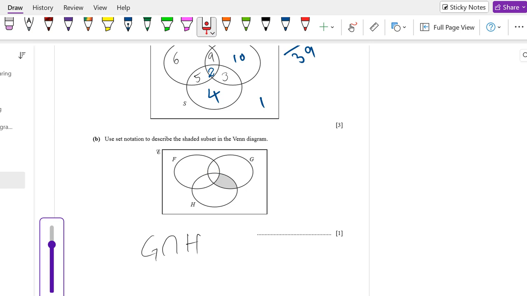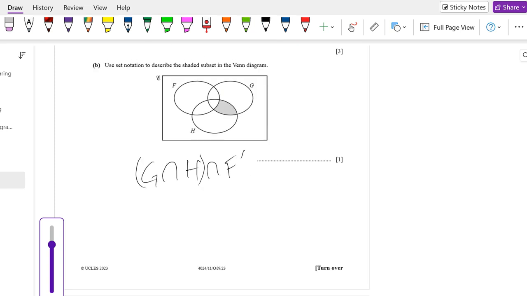So what would be F complement? F complement would be everything except F. So in this, everything includes this part. So we can say that if we take the common between F complement and the common of G and H, you'll get your answer.